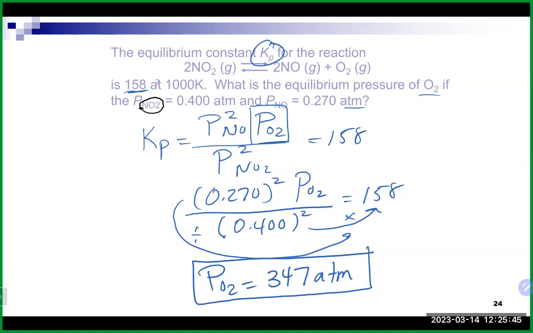Any questions on that there? So the value of K here is a large value, which means when we reach equilibrium, we would mainly expect to have products, right? And that would make sense here. We have a pretty large pressure for O2, which means we made a lot of O2. Otherwise, it wouldn't be able to make all that pressure. Any questions on that one there?